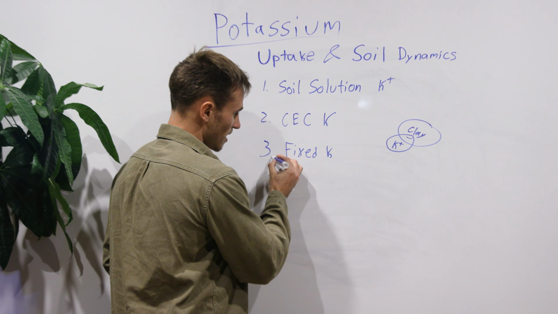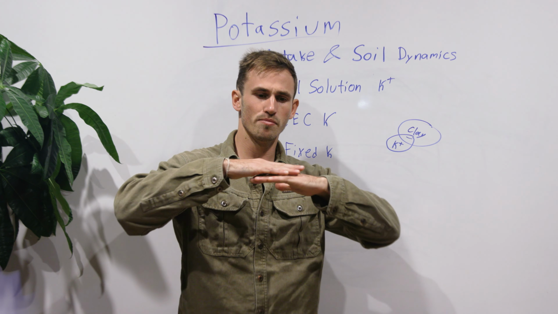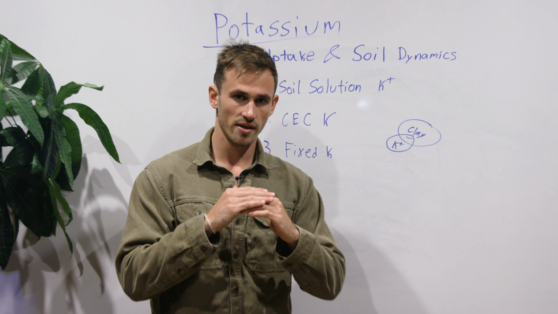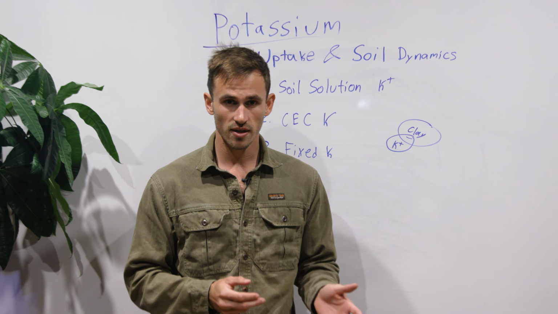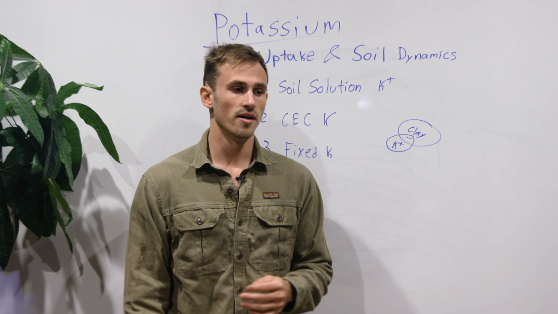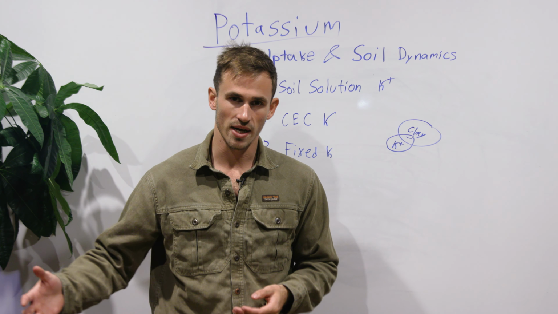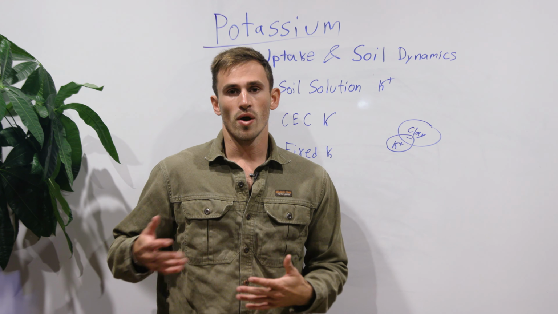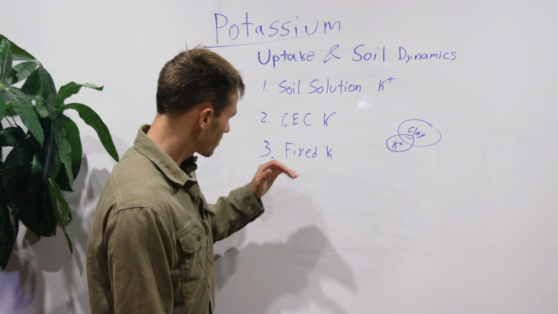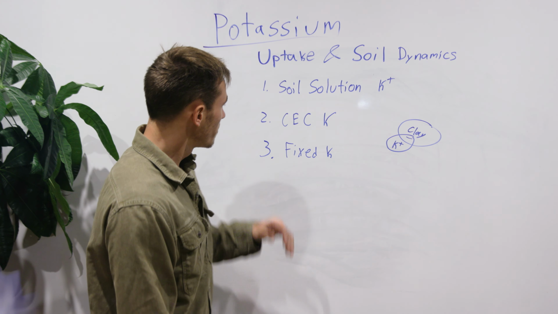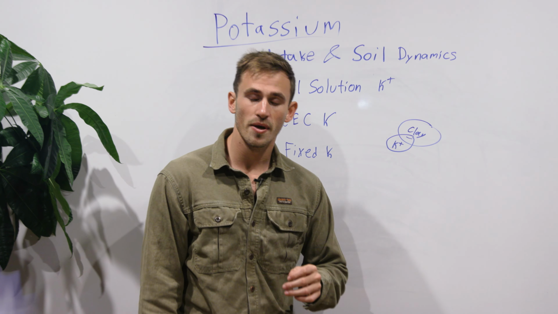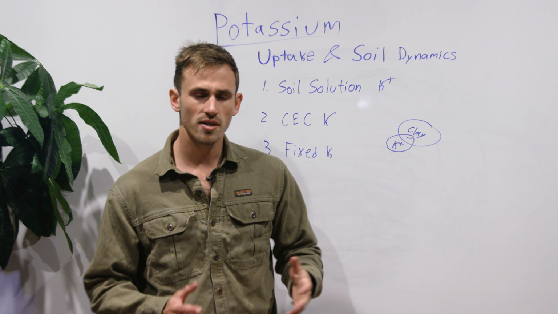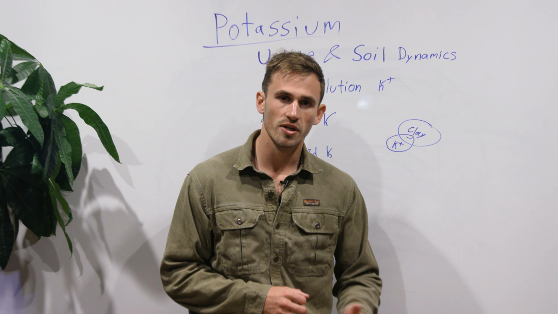So fixed potassium means it's stuck in between the layers of clay, especially when our soil is more dried out. It doesn't move very easily, and it requires weathering and years to unlock that potassium as our soils become more weathered and break down. And so this fixed K is generally unavailable. The CEC K is loosely available, and the soil solution potassium is immediately available. And so that's kind of what we want to be thinking about when we're looking at our soil tests.